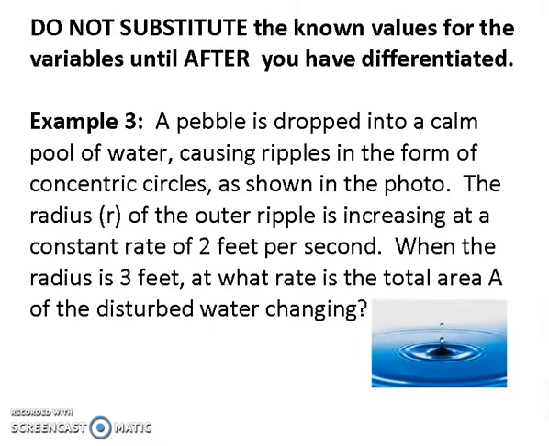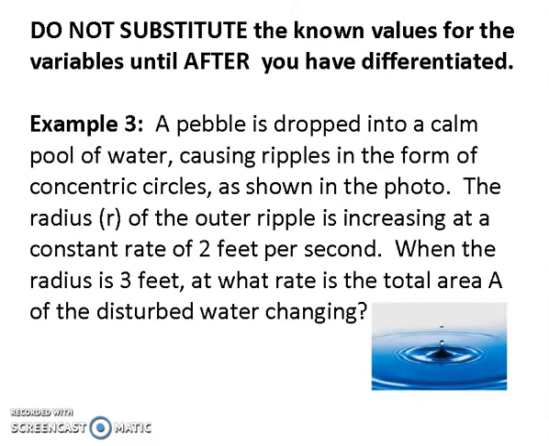So the most important thing I can tell you though, is do not substitute any numbers into any of the equations you create until after you have taken the derivative. Don't put any numbers in for values. If they tell you the radius is this or x is this or whatever, do not substitute those values in until after you've taken the derivative. That's very, very important. It will mess up your whole derivative if you substitute numbers before differentiating.